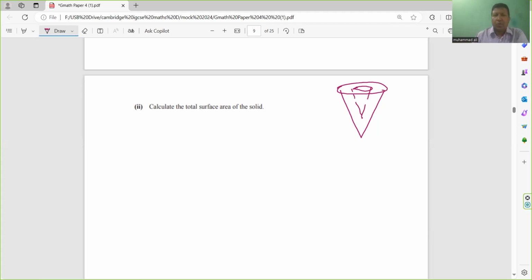Okay. So if we remove here, we have to write also the curved surface area of the smaller cone. So total surface area formula we write: total surface area equals pi R L for the bigger cone's curved surface area, plus the smaller cone's curved surface area, because it's also included.